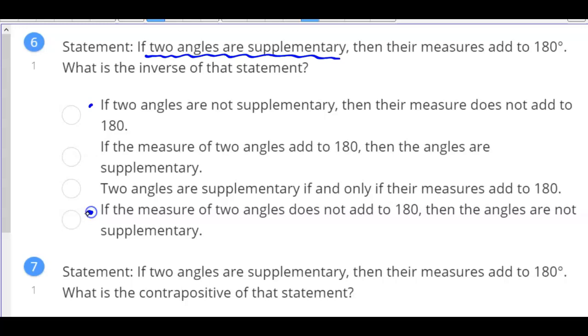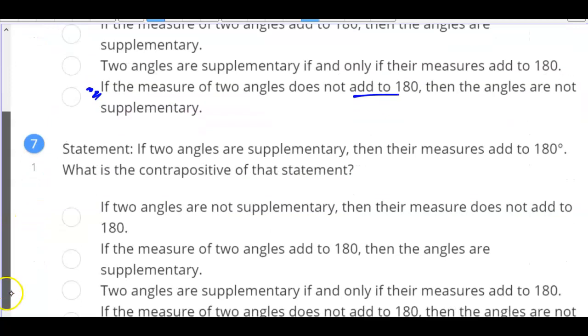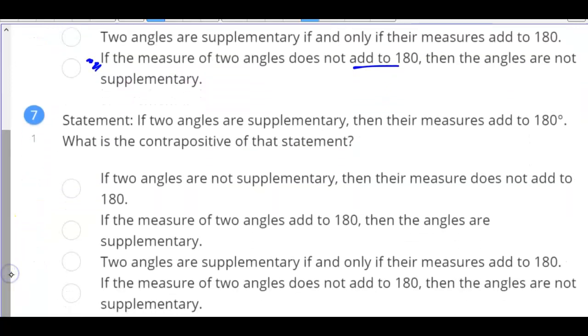Oh, possibility here. So now we go to then their measures do not add up to 180. So we need to negate the second part, and there's the do not. So we're going to go with this one. Let's see why this is wrong. This couldn't have been it at all. No, that's not the right one. So the only one it could have been from the very beginning is that. Come on, Sayers.